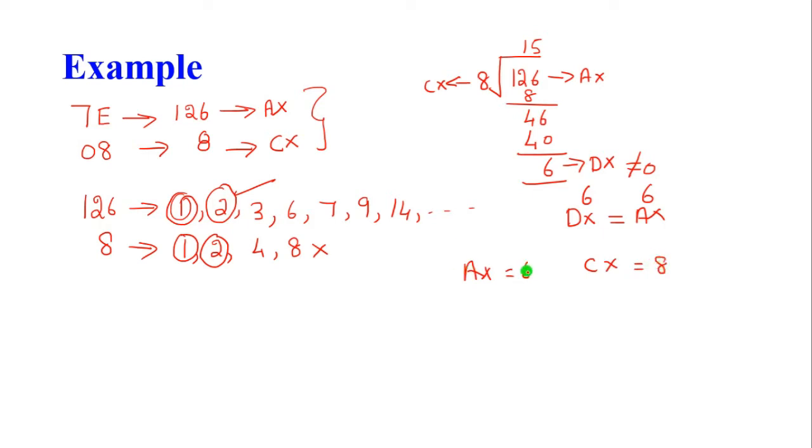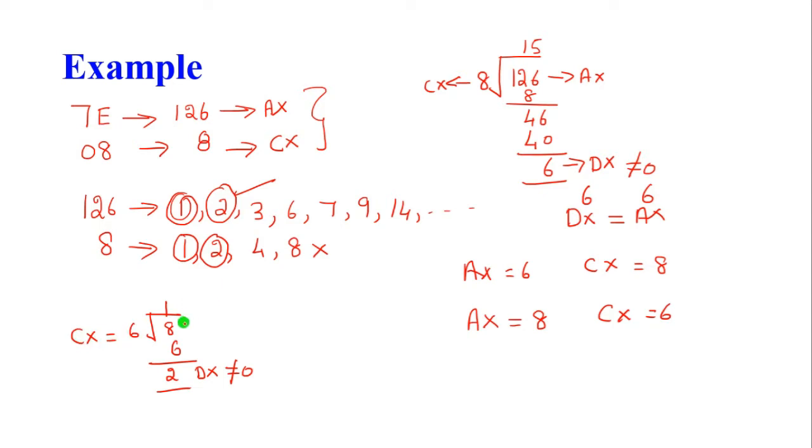Clear? Next, we are going to check whether both are equal or not. Both are not equal. Then which one is greater? Here AX is smaller and CX is greater. That's why we are going to perform the exchange operation. Now AX is equal to 8 and CX is equal to 6. Next we are going to perform the division operation again. Now 8 divided by 6 gives 1, and the remainder becomes 2. This is not equal to 0. The CX value becomes here.